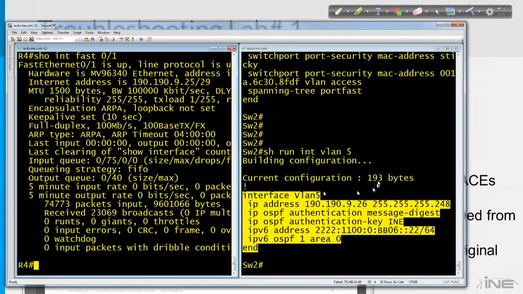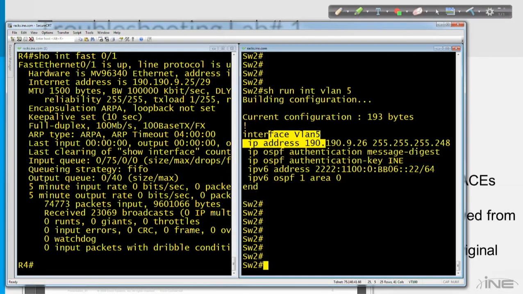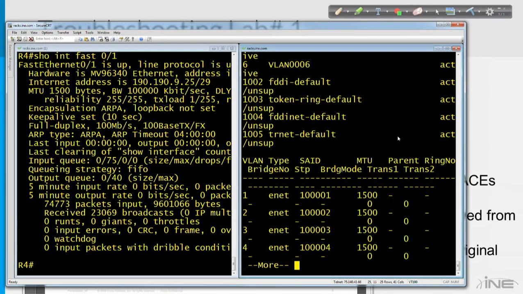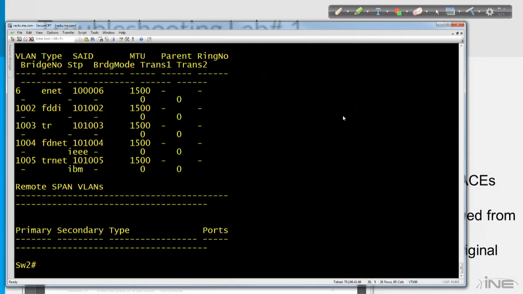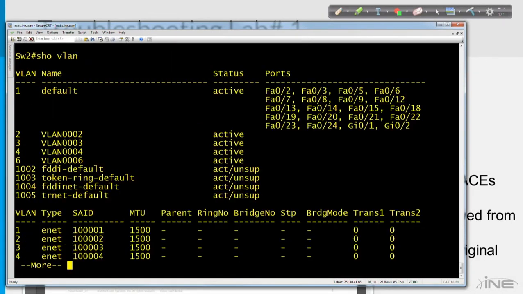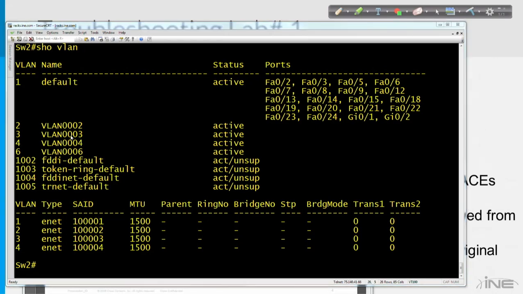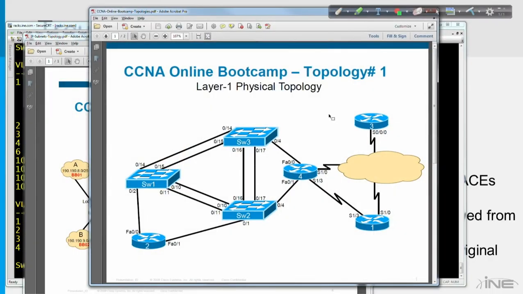So now let's check on the switch, its layer 2. Layer 2 would mean checking the VLANs and the VLAN to port assignments. It's supposed to be in VLAN 5, so we've got interface VLAN 5. Let's check now on switch 2 what kind of VLANs we have. Let's do that again so it's a little easier to see. Do you see something missing? Where's VLAN 5? Let's go back to this diagram.